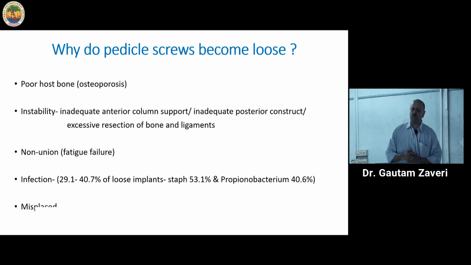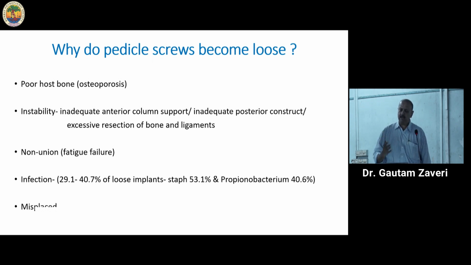Why do pedicle screws become loose? That's something you want to understand before you want to understand how to salvage them. The most common reason is poor host bone. When there is significant osteoporosis, the pull-out strength of the screw reduces and therefore the screws tend to become loose because they do not have a grip in the surrounding trabecular bone. If the spine is unstable, a lot of cantilever loads go at the bone implant junction, eventually causing lysis of bone around the implant, resulting in loose screws and pull-out of screws.